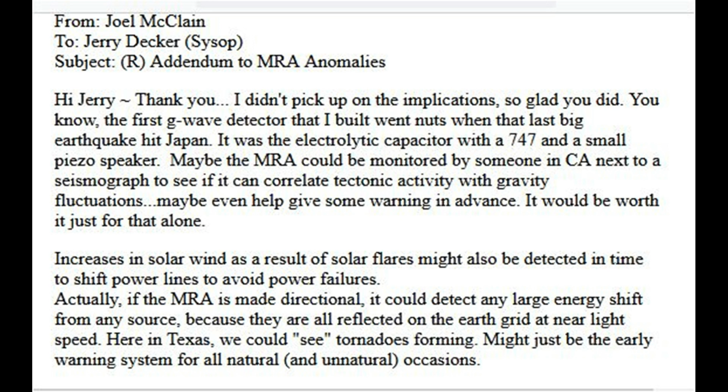Increases in solar wind as a result of solar flares might also be detected in time to shift power lines to avoid power failures. Actually, if the MRA is made directional, it could detect any large energy shift from any source, because they are all reflected on the Earth grid at near light speed. Here in Texas, we could see tornadoes forming. Might just be the early warning system for all natural, and unnatural, occasions.